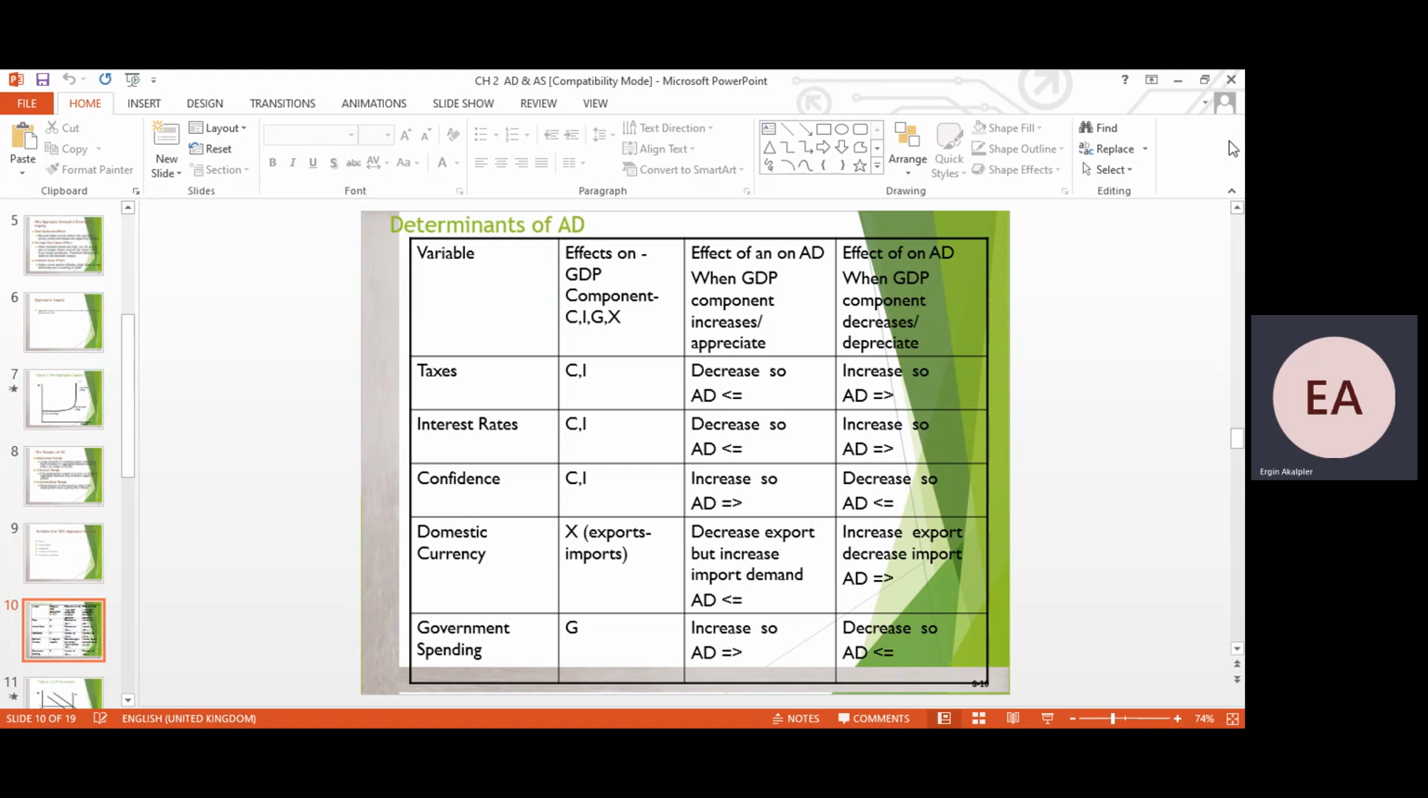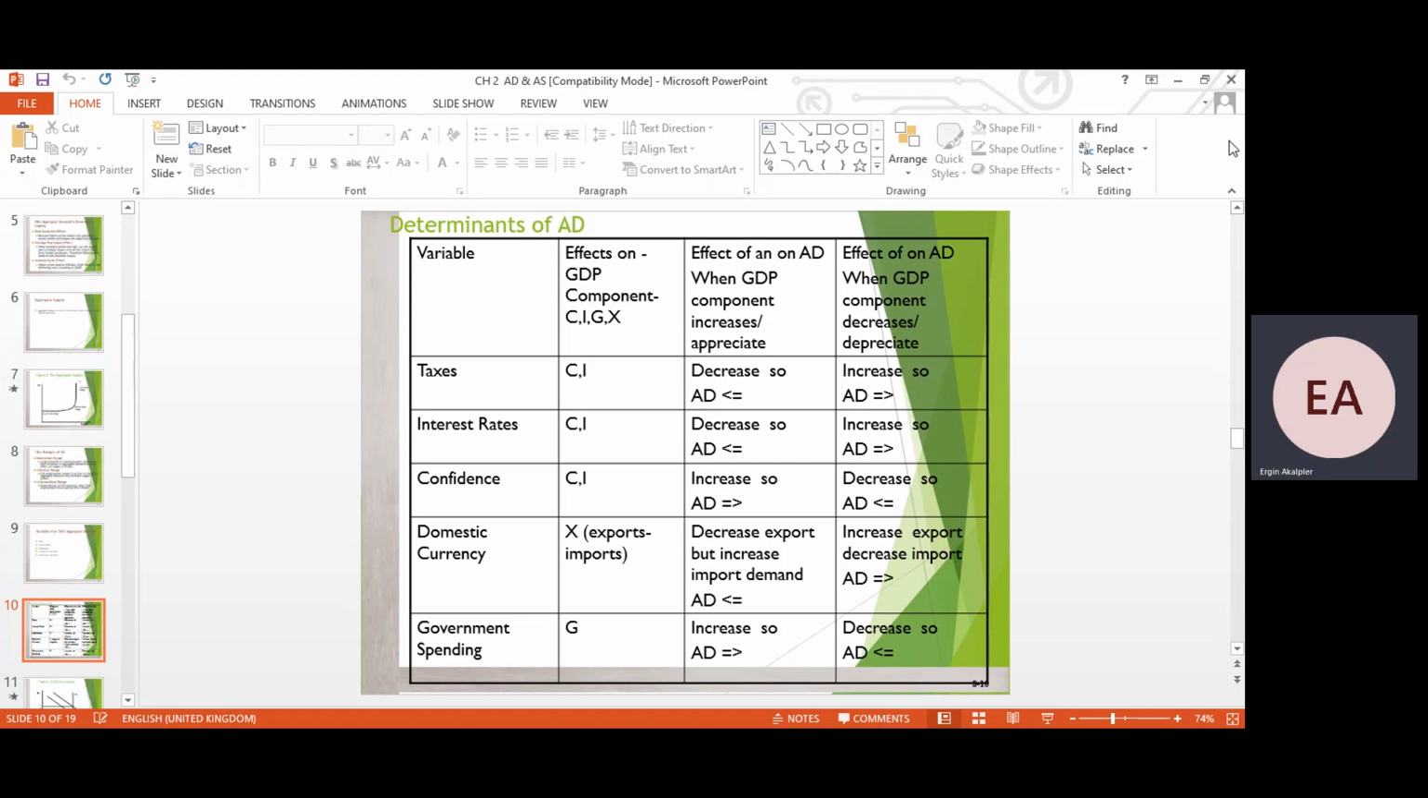The domestic currency affects exports and imports: decreased export but increased import demand is expected when the GDP components increase, and the opposite when they decrease. Here the confidence, as you are seeing, causes some decrease on the aggregate demand. And the domestic currency is so-called subjected to the export minus imports, the net export.